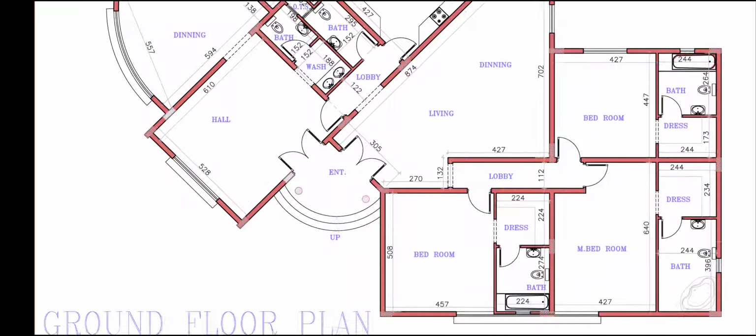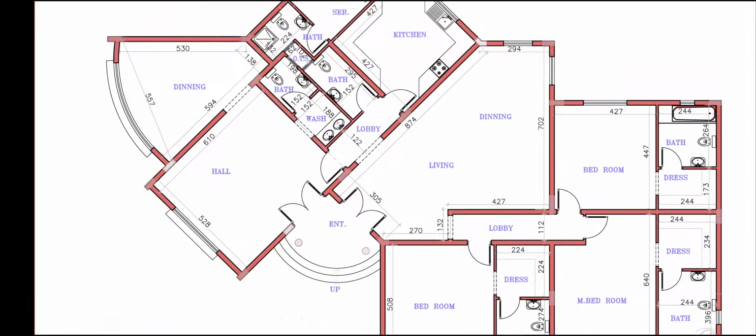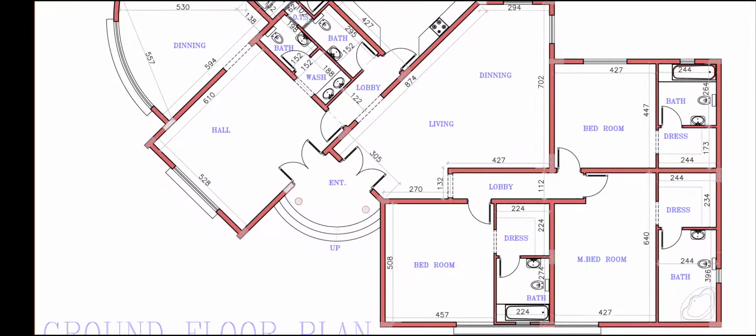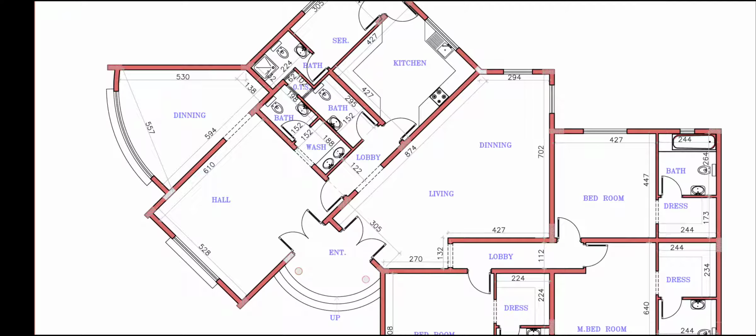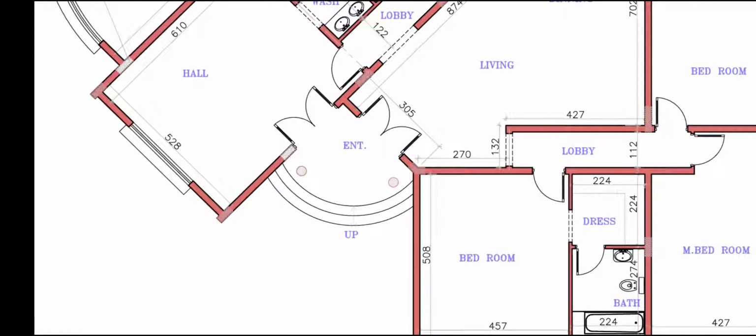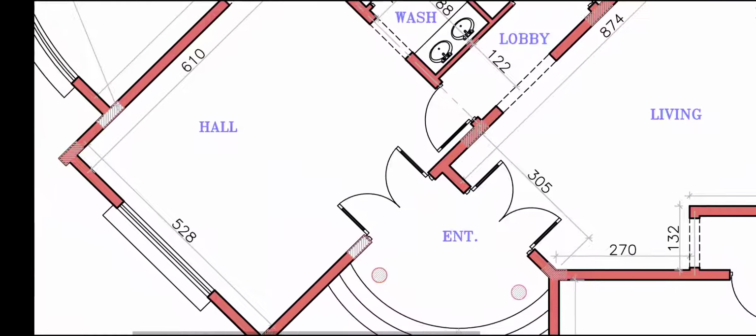So we will start from the very beginning. This is our wonderful ground floor plan. You can see this wonderful floor plan. We have 3 bedrooms, all with attached bathrooms, a dining hall, a wonderful living area and a kitchen. So we will see them one by one. You can see here this is our entrance. We are getting two side entrances.